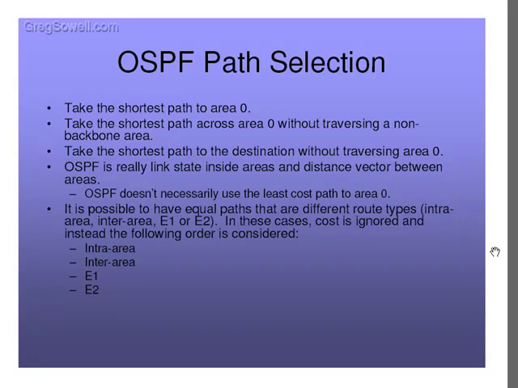It's possible to have equal paths that are different route types: intra-area, inter-area, external type 1 and external type 2. In these cases, cost is ignored, and instead it uses the following order: intra, inter, E1, and then E2. Whenever you inject external routes, you can inject an external type 1 or an external type 2, and I'll talk about those a little bit more in depth later. It really just has to do with the way the cost is calculated on those externals.